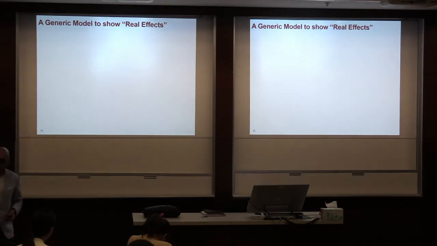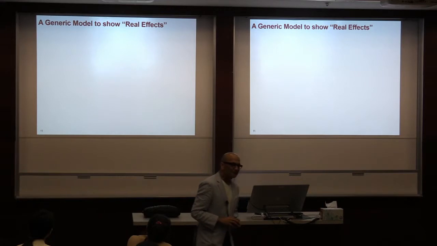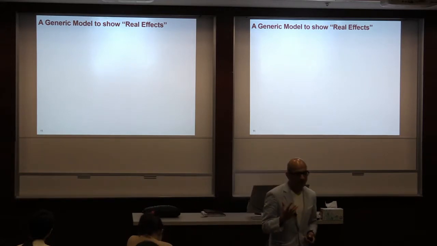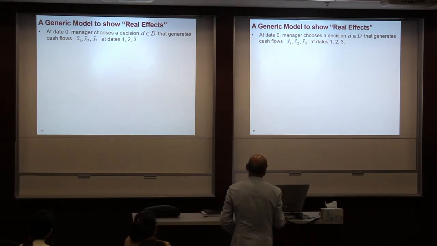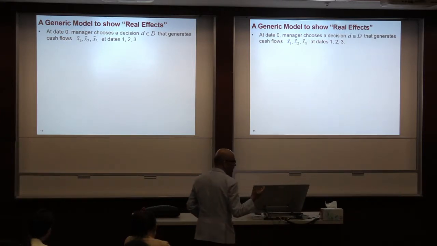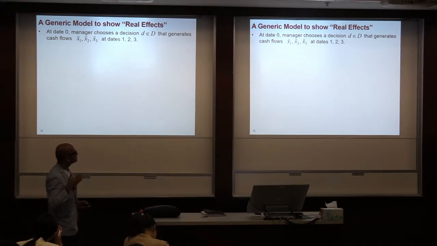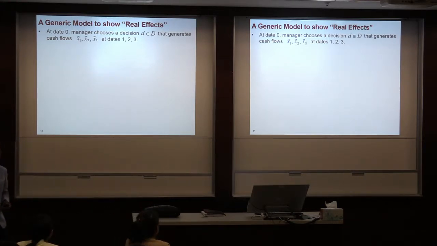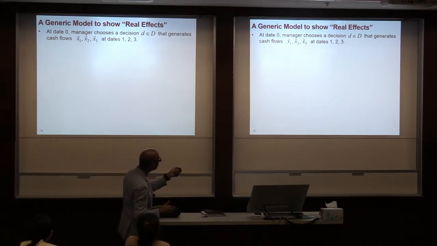All right, so here's a model. Here's a very simple model that we'll use throughout the day that would essentially capture this idea of how accounting has real effects. A very basic model. Date 0, think of this as an initial date. A firm and a manager of a firm is making a decision. I'm going to call that decision, you're choosing a decision from the set D, big D. You're choosing a decision, small d.